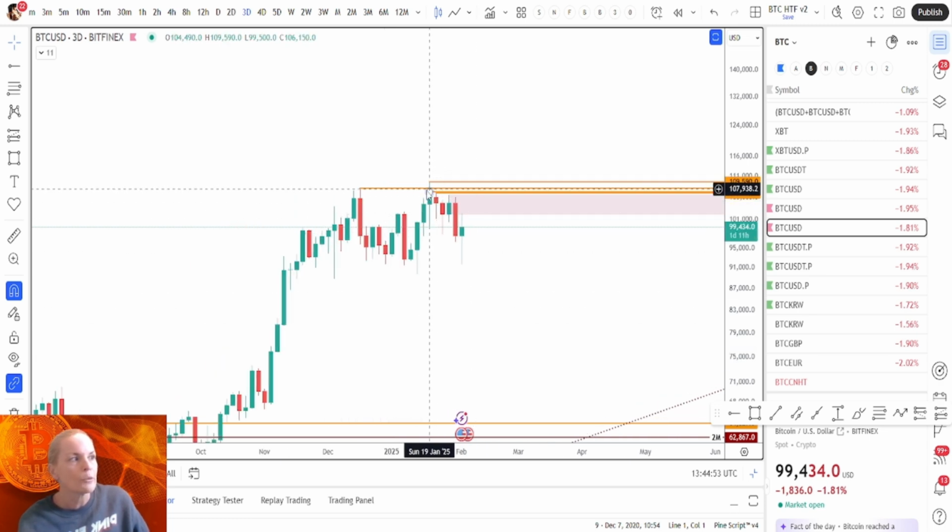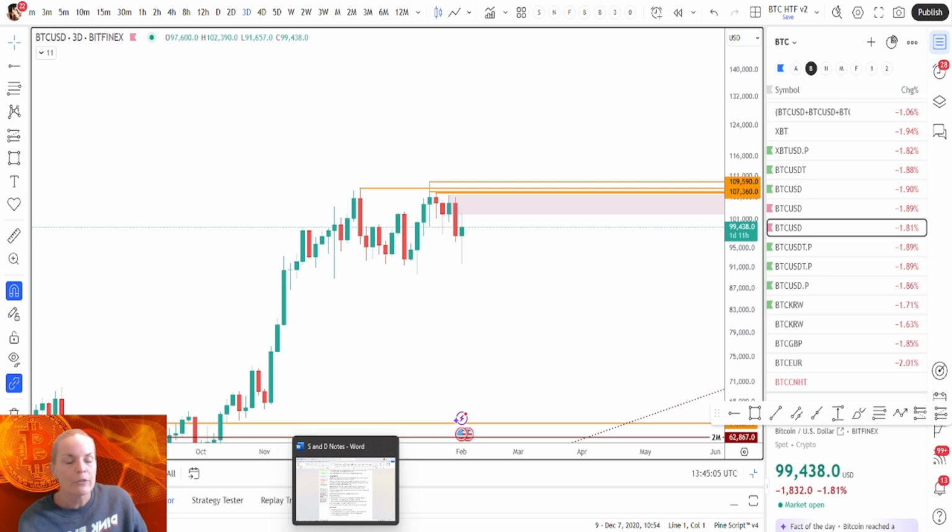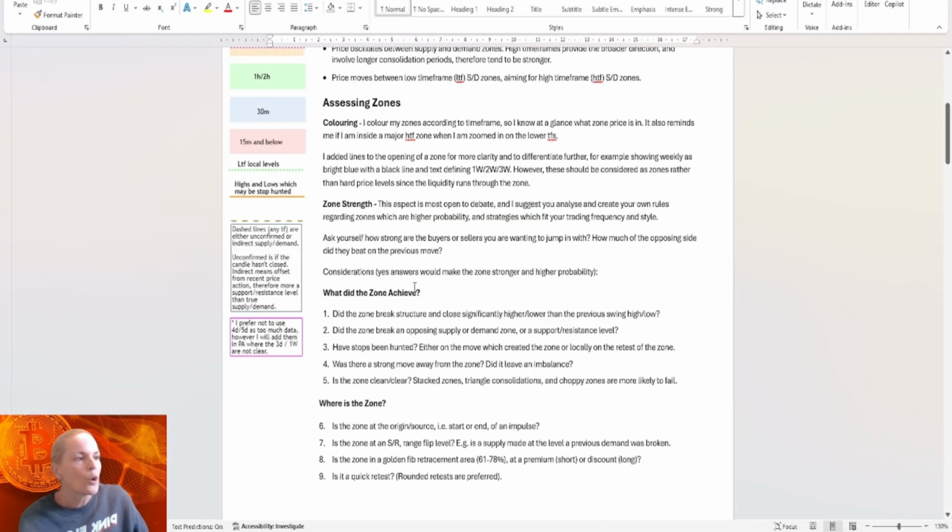So those are zones which have taken liquidity from either direction, and then you look to short or long the retest of that zone. That allows for it to be a stronger zone. And there's combinations. If the zone broke structure or an opposing supply or demand zone or an SR level and hunted stops, then obviously that's going to make a stronger zone than just a single one of those factors.